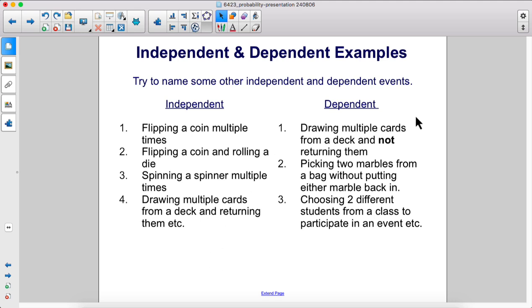Here are some dependent events: drawing multiple cards from a deck and not putting them back into the deck before picking the next cards. Picking 2 marbles from a bag without putting either marble back in before you take more marbles out. Or choosing 2 different students from a class to participate in an event, for example.